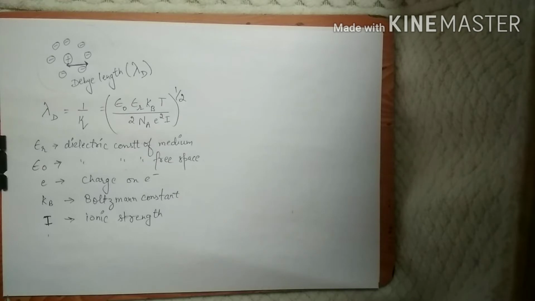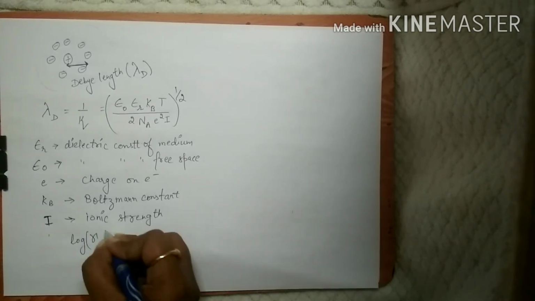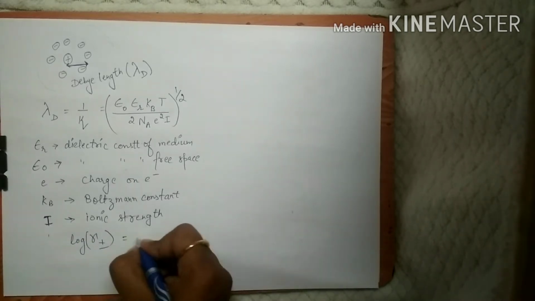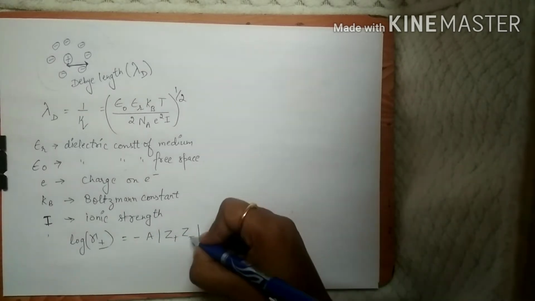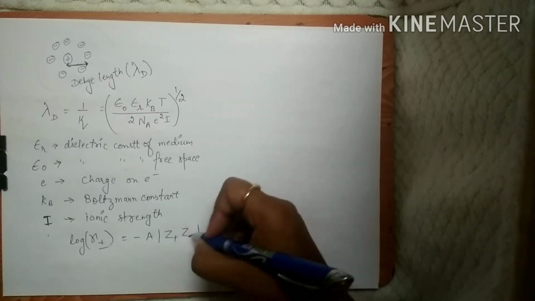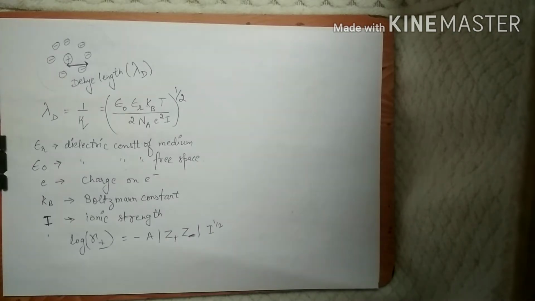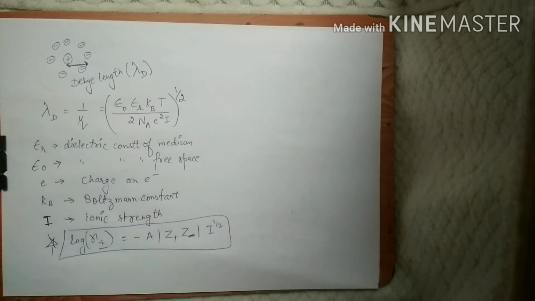Okay, so we have a term known as mean ionic activity coefficient, which is represented by log of gamma plus-minus. This also we are going to study in a few minutes. It is given by minus A |z plus z minus|, that is, we take the positive value of the multiple of these two, times I to the power 1 by 2, or you can say root I. This is a very important formula, and based on this formula many numericals are asked.